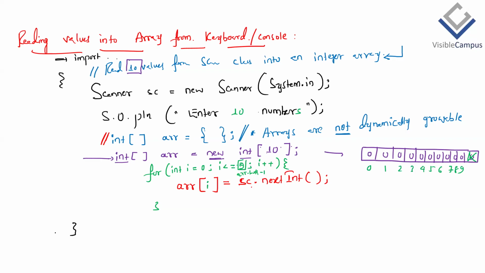Understood the process? Yes, it's pretty simple. Reading that value, we used to do it normally, but now we read it from the loop, that's all. Sir, can we print the entire array? Yes, we can print the entire array. How to print that?